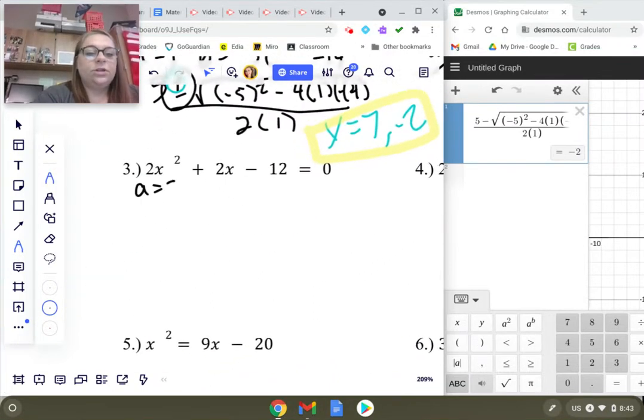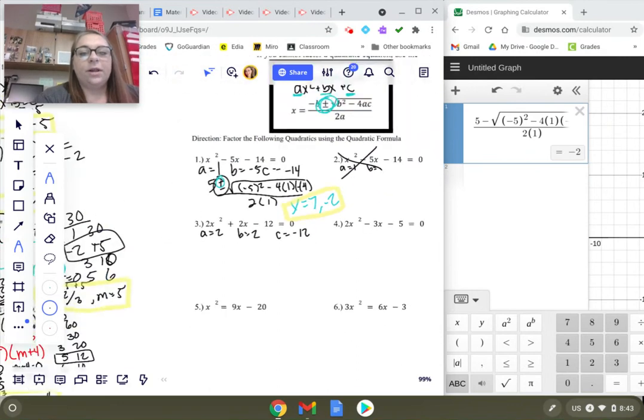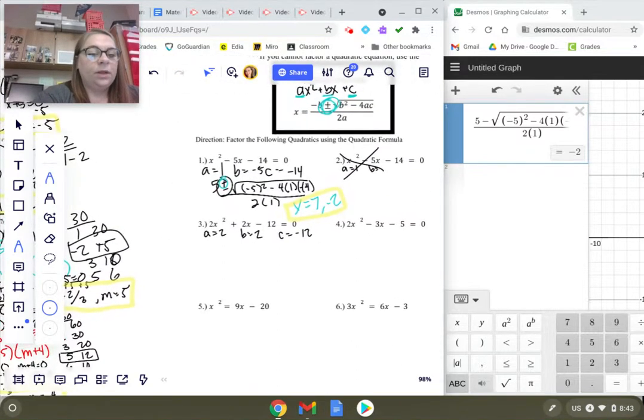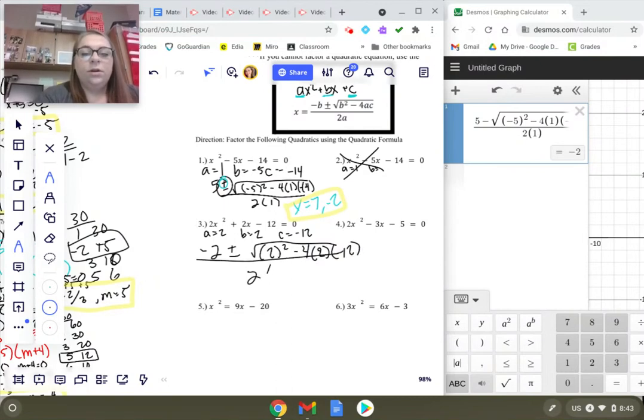A is 2, b is 2, c is negative 12. Again, I want to fill it into that formula. The first thing in that formula is negative b, or the opposite of b, either way you want to look at it. So that would be negative 2. I've got my plus or minus radical b squared, so 2 squared, minus 4 times a, which is 2, times c, which is negative 12, all over 2 times a, so 2 times 2.